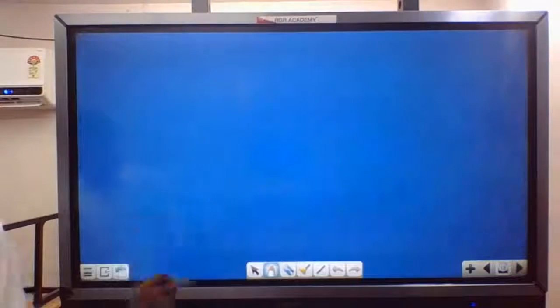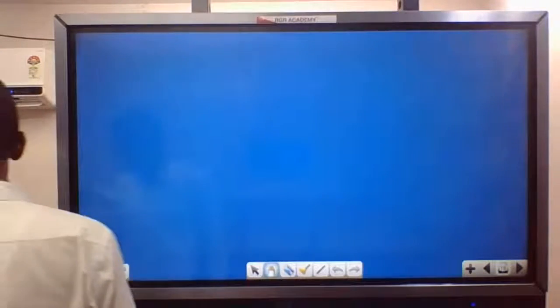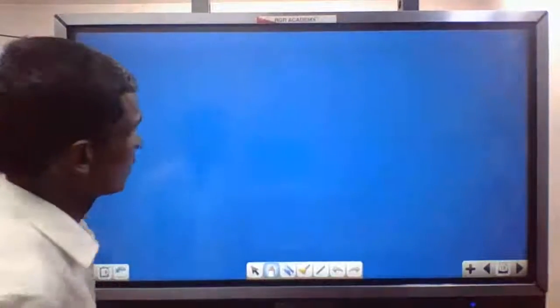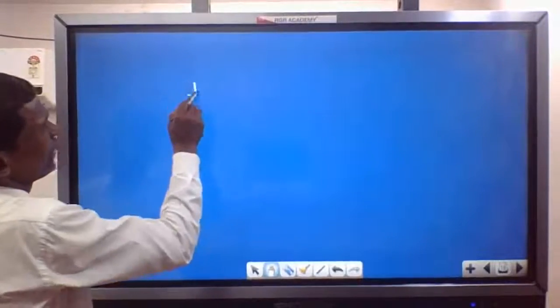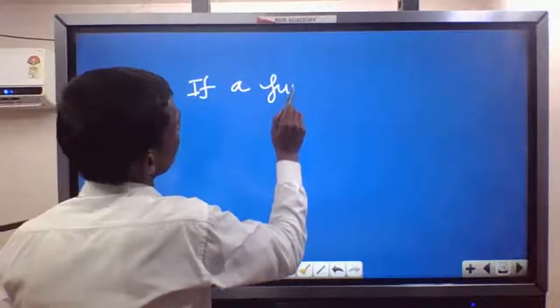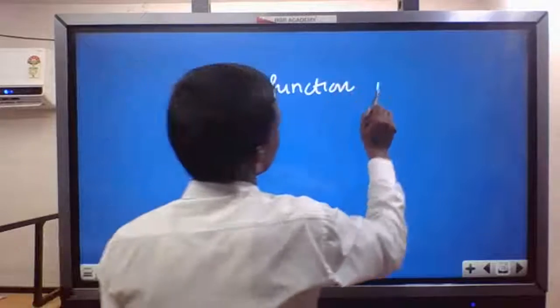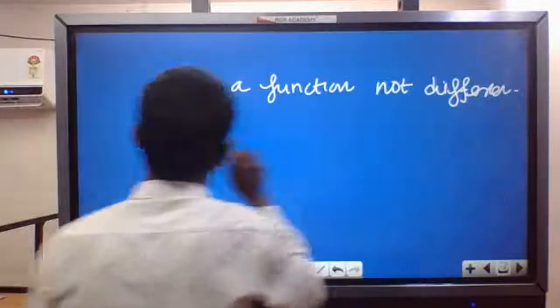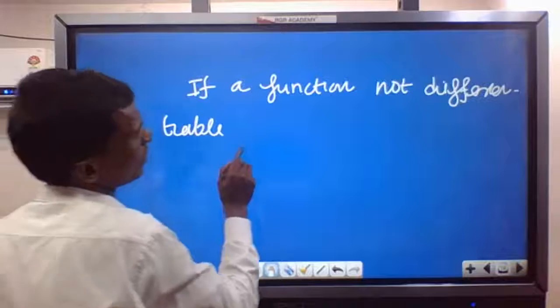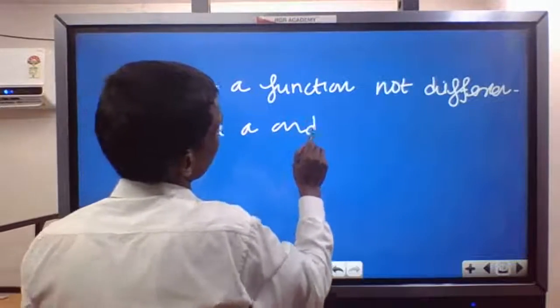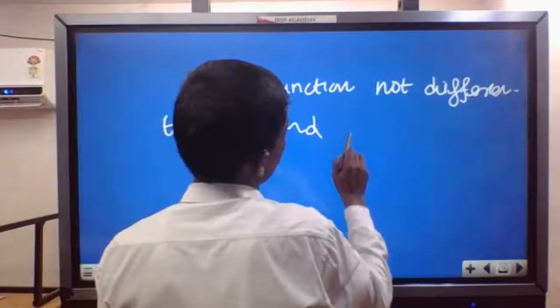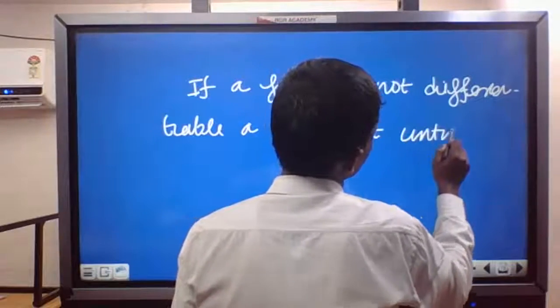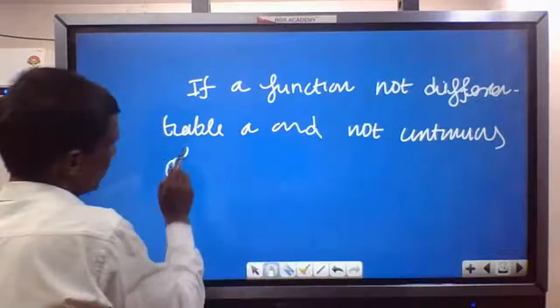The first one, so mainly this equation: if a function is not continuous at a, then it is not differentiable at a.